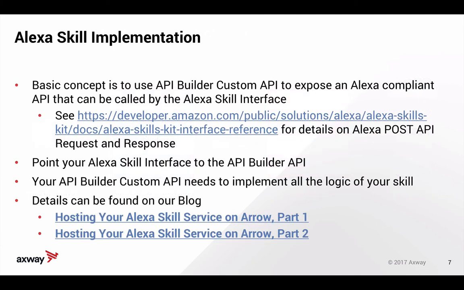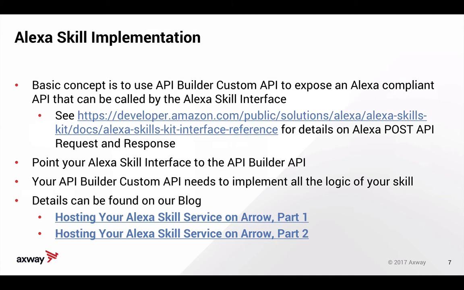So the basic concept is to use an API Builder custom API to expose an Alexa compliant API that can be called by that skill interface. And you can see the documentation which defines the post API that the Alexa skill will call, including the request and response. And that's how we need to make our API comply with an Alexa skill. Then you point your Alexa skill interface to the API Builder API that we're going to build. And of course, your API Builder API needs to implement all of the logic of your skill.